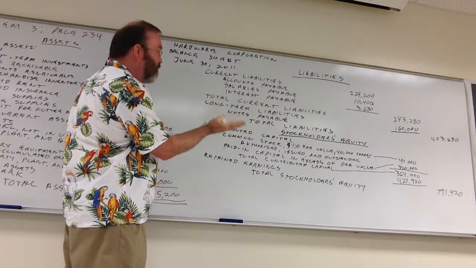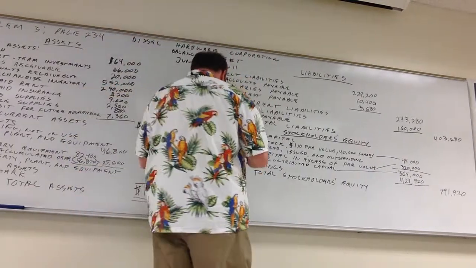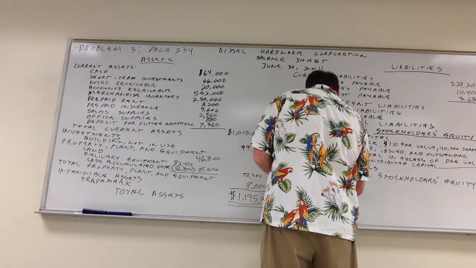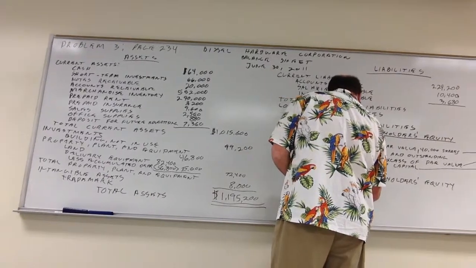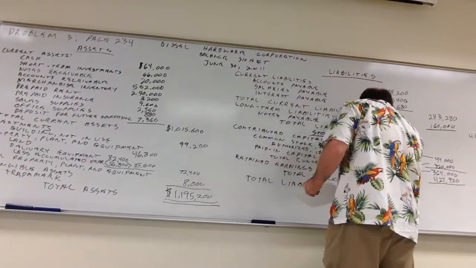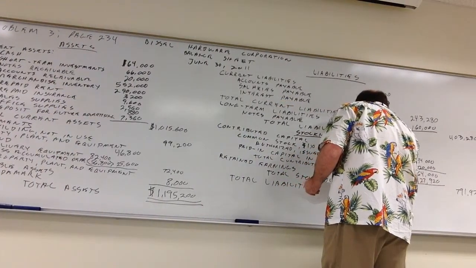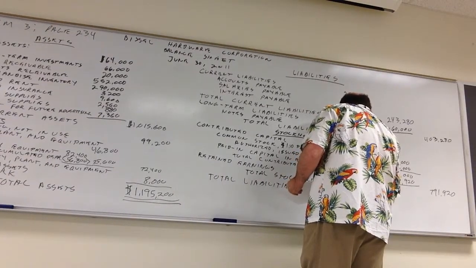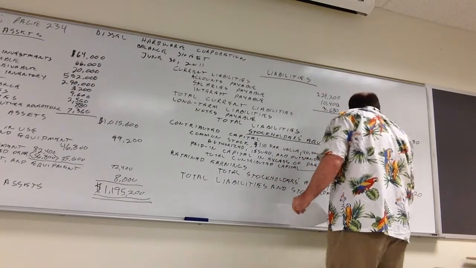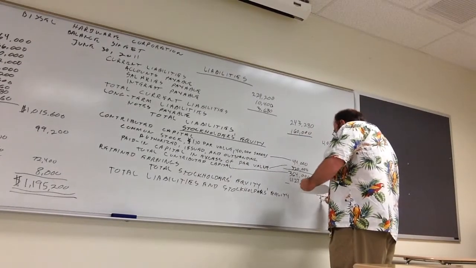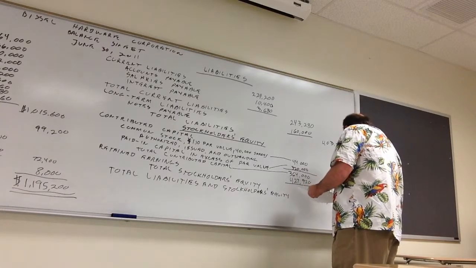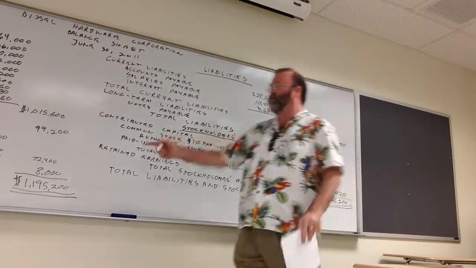Add the total stockholders' equity to the total liabilities, and you get the grand total of total liabilities and stockholders' equity. Which equals the same $1,195,200 that we got for total assets.